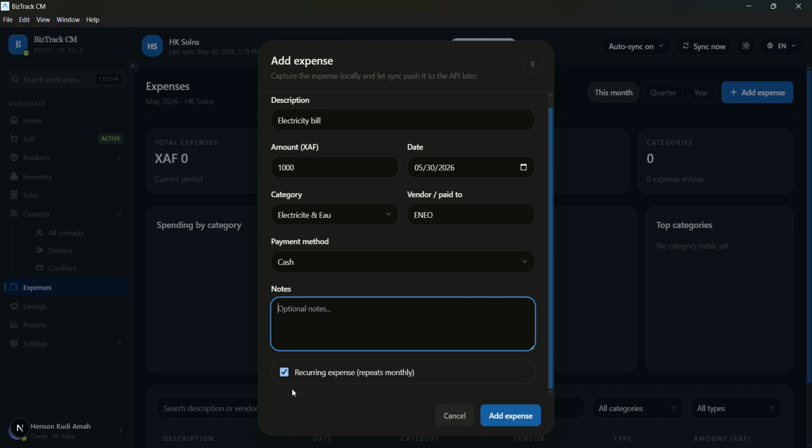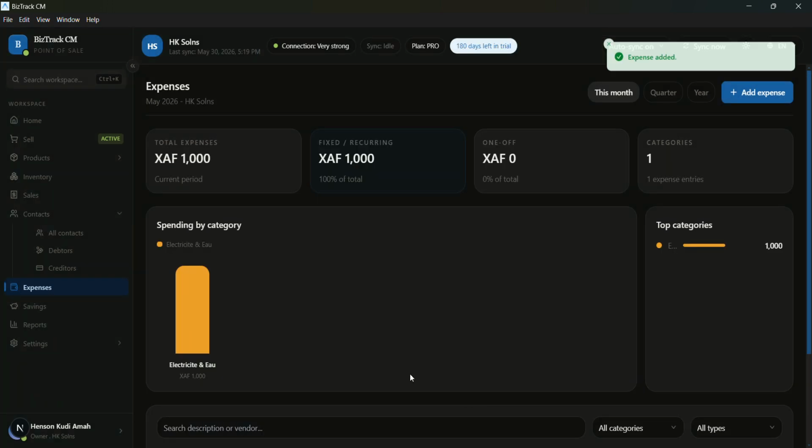It means that you incur these expenses every now and then. You mark and then submit. Our expense is already created. So our total expense for this month, we already have 1,000. If it's fixed or recurring expenses, total recurring expenses, total one-off expenses 0, and so on.